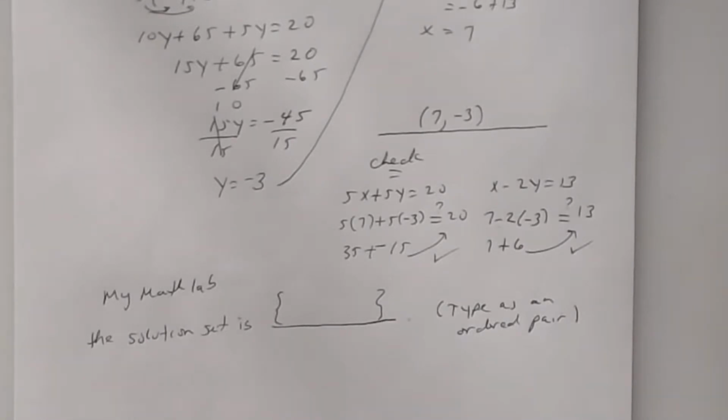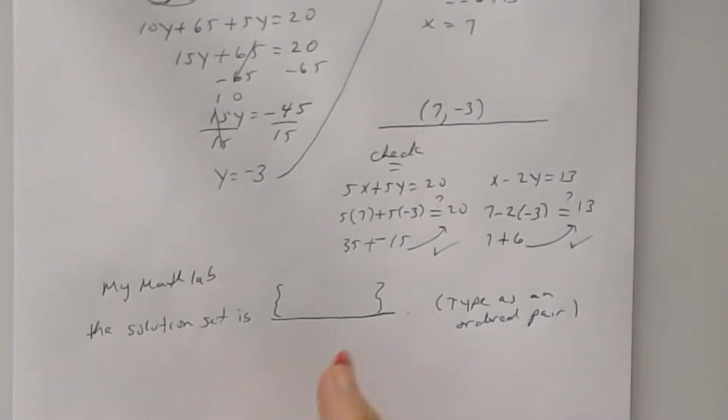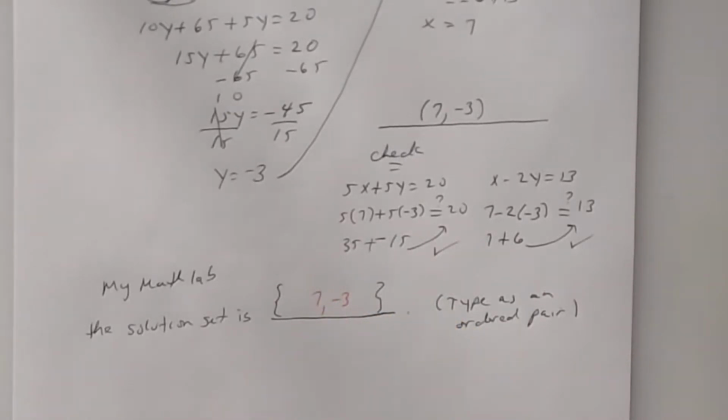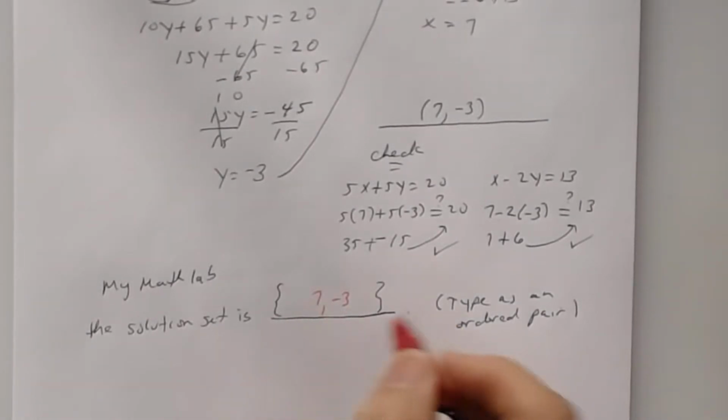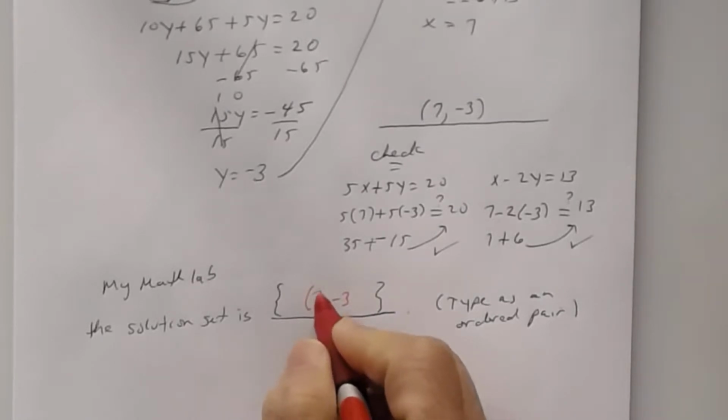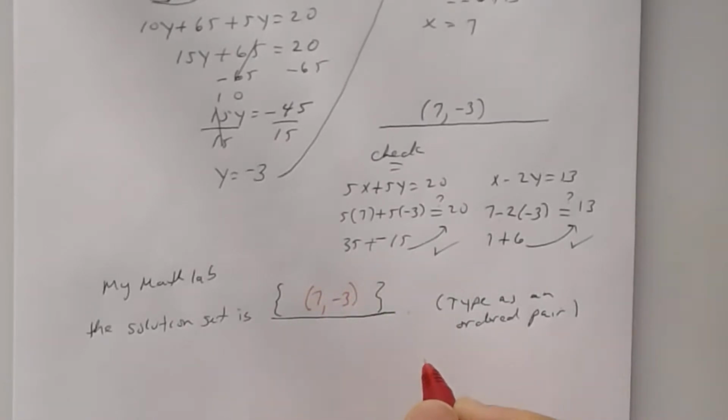Now here's how you have to write it. I'm going to write it in red. If you say 7, negative 3 like that, it's probably going to mark it wrong, because you didn't write it as an ordered pair. For an ordered pair, you must use what? Parentheses. So when you type it in as an ordered pair, you put open parentheses, 7, comma, negative 3, and then close parentheses. So make sure you do that. Okay? All right, so again, this is what you have to do in MyMathLab.